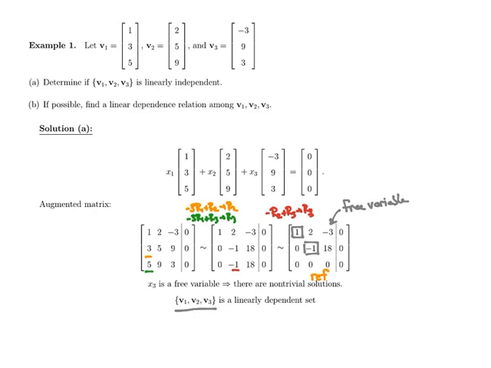The existence of non-trivial solutions to a homogeneous system is what we're going to define as linearly independent or linearly dependent. And note that if I want to find a particular linear dependence relation, which we're going to do in part B, I don't need the row echelon form, I need the reduced row echelon form. So before we move on to part B, let's find that matrix.